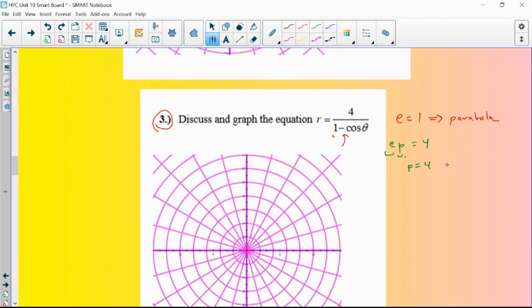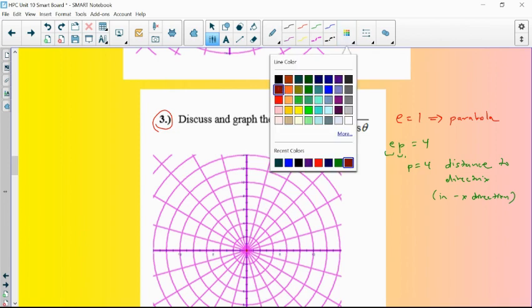And that 4 is going to be a distance to get to the directrix. So it's the distance to the directrix. And since it's a negative cosine, I'm going to measure that distance in the negative x direction. So in the negative x direction. Okay. So I already know what I'm looking at. Based on eccentricity, I know it's a parabola. I know how to find my directrix at the end when I want to draw that.